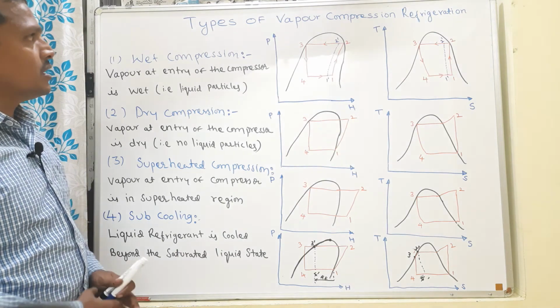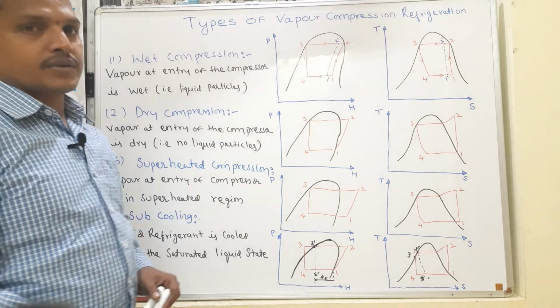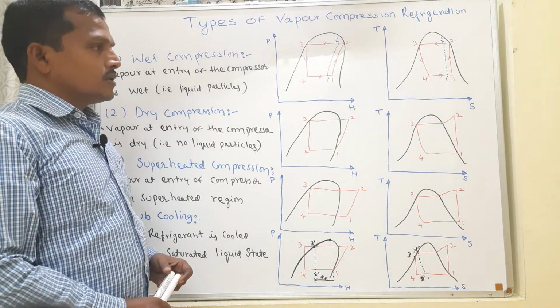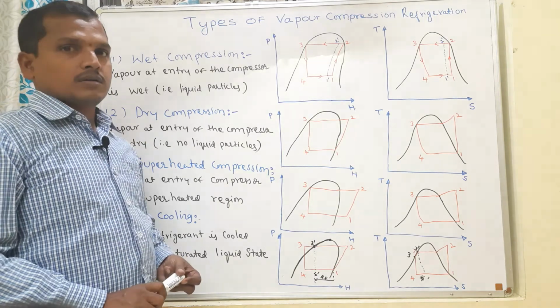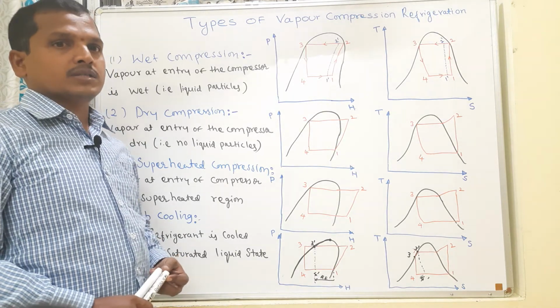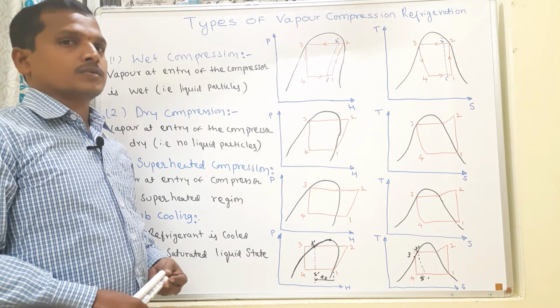So these are the different types of vapor compression refrigeration. In the next class we will discuss the main advantages and disadvantages of wet compression and dry compression. Okay, thank you.